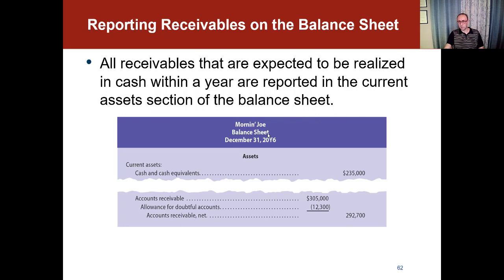And then you can see here we have Morning Joe, the balance sheet for December 31st, 2016. And under current assets, we have this line for cash, for accounts receivable, 305,000. And then we subtract the allowance for doubtful accounts of 12,300. And then we get the net accounts receivable, which is 292,700. So sometimes we refer to that also as the net realizable value of the accounts receivable.